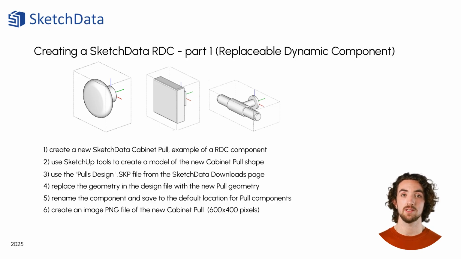While it switches out the component, it keeps the necessary attributes and formulas specific to the original component. In this video, we'll create some simple knob geometry and update an existing RDC knob component, and then save it to a new name. The final step is to create a 600 by 400 pixels image to display on the selection dialog form.